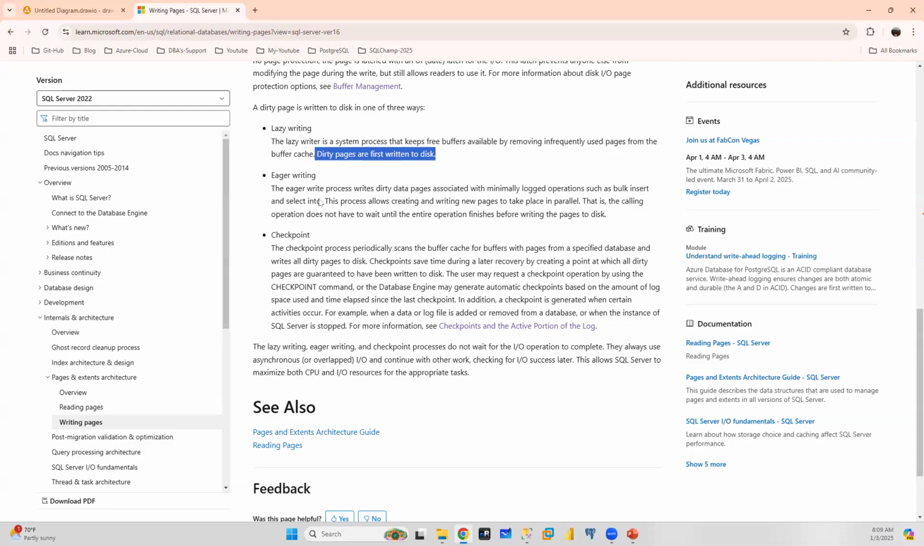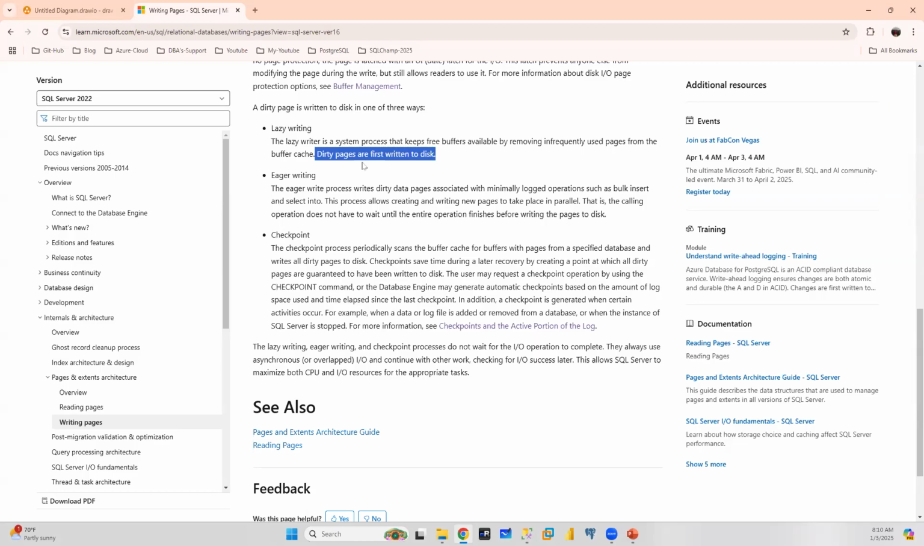Okay, so lazy writer and checkpoint, both are important background processes which run continuously. They should run continuously to keep RAM healthy, to see the data saved as quickly as possible, whatever changes you made. So checkpoint needs to run, lazy writer needs to trigger. Lazy writer is a system process that keeps free buffers available by removing infrequently used pages from the buffer cache. Before it flushes, it will move the dirty pages to disk first.